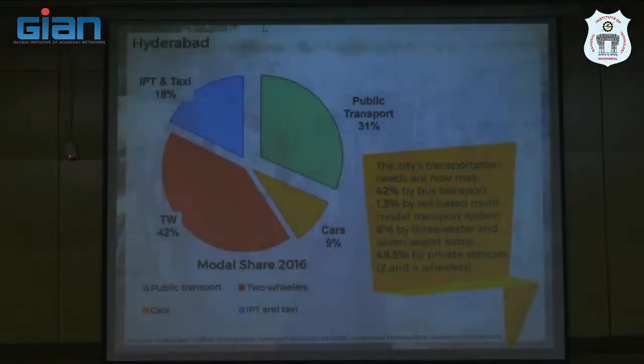Even if you look at Hyderabad, IPT and taxi together is 18%, public transport is 31%, cars 9% and two-wheelers 42%. This is according to the 2016 UMTA survey, the Unified Metropolitan Transport Authority, Hyderabad. Which means that a significant number of trips are still captured by the public transport system. But still, if you travel in Hyderabad, it is completely congested, with only 9% of trips made by individual travelers in cars.